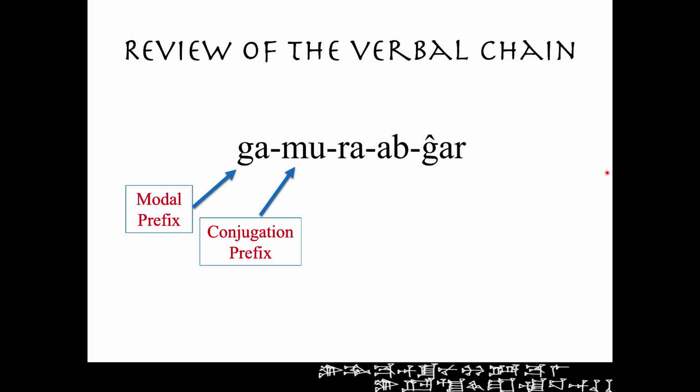Mu here is a conjugation prefix, different from the modal prefix. Every verb has a conjugation prefix. There's mu, there's ba, there's b2, there's I3, and they all carry nuanced meanings, and we'll take a look at those in another lesson. Today we're going to be dealing with these. These are the case elements. This is a dative case element, ra. And we'll look at the different case elements that can show up in the Sumerian verbal chain in this position.